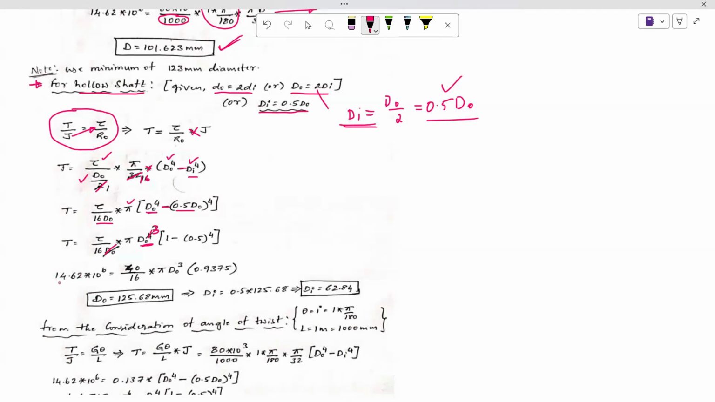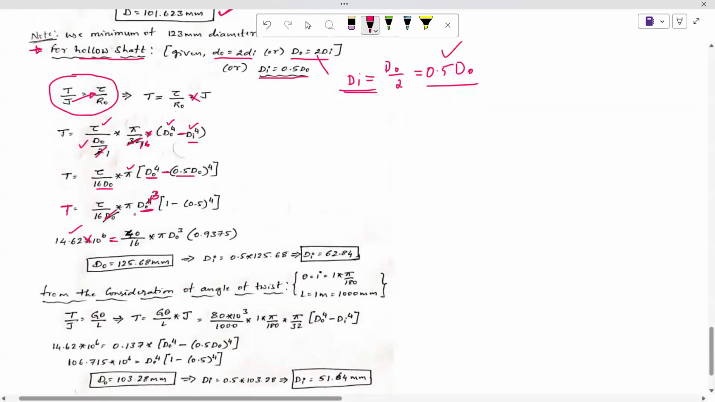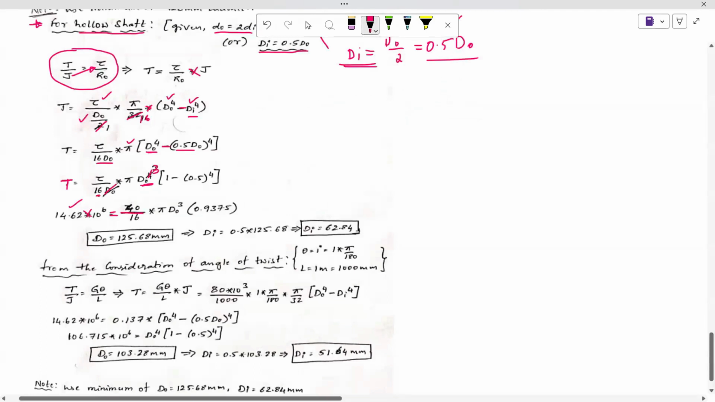Now, in the left hand side, T is the maximum torque, 14.62 into 10 to the power of 6, equals, in the numerator, tau value, the maximum shear stress, that is 40. In the denominator, you will be left with 16 multiplied by pi into d naught to the power of 3. Within this bracket, the value is 1 minus 0.5 to the power of 4. If you do this calculation, you will get 0.9375.